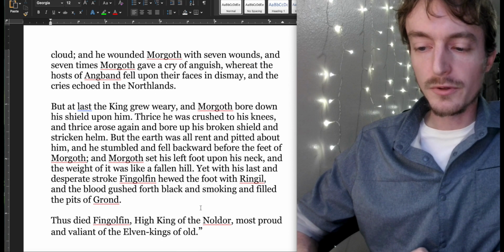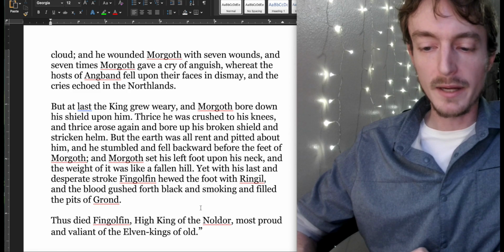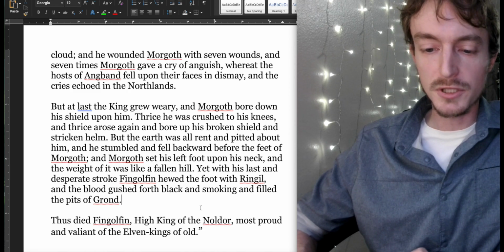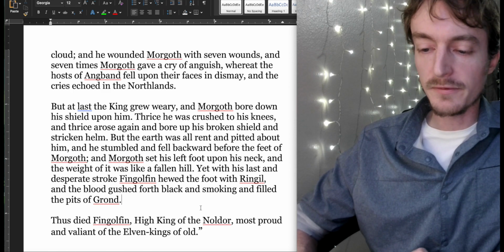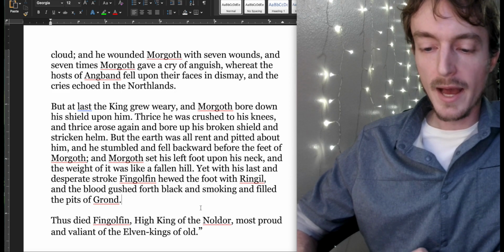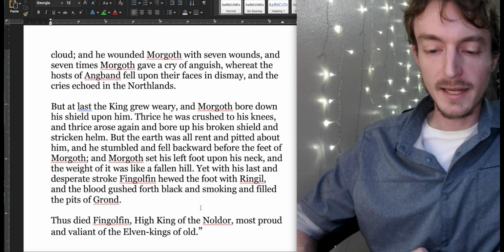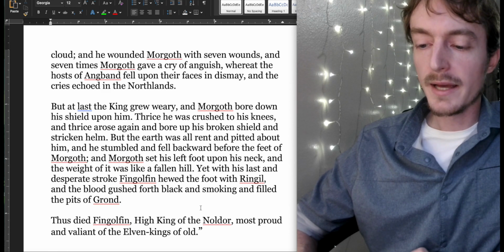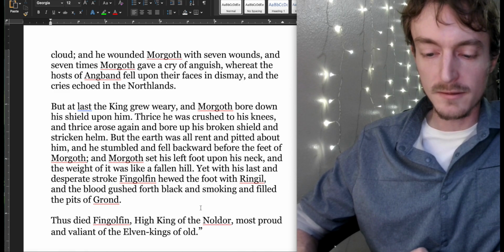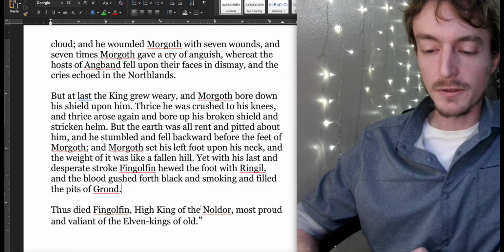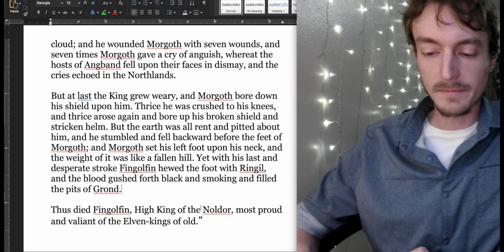But at last the king grew weary, and Morgoth bore down his shield upon him. Thrice he was crushed to his knees, and thrice rose again, and bore up his broken shield and stricken helm. But the earth was all rent and pitted about him, and he stumbled and fell backward before the feet of Morgoth. And Morgoth set his left foot upon his neck, and the weight of it was like a fallen hill. Yet with his last and desperate stroke, Fingolfin hewed the foot with Ringil, and the blood gushed forth black and smoking, and filled the pits of Grond. Thus died Fingolfin, high king of the Noldor, most proud and valiant of the elven kings of old.